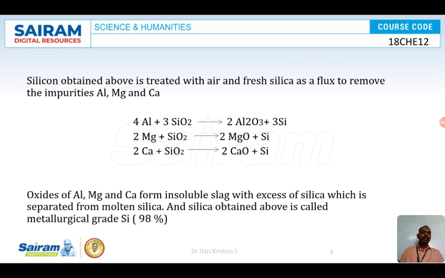The silicon thus obtained is called metallurgical grade silicon, which is 98% pure. As discussed earlier, it cannot be used to synthesize photovoltaic cells because the impurity level is high. Now what is the second step? We are supposed to convert the metallurgical grade silicon into solar grade silicon. How to convert? Let us discuss.